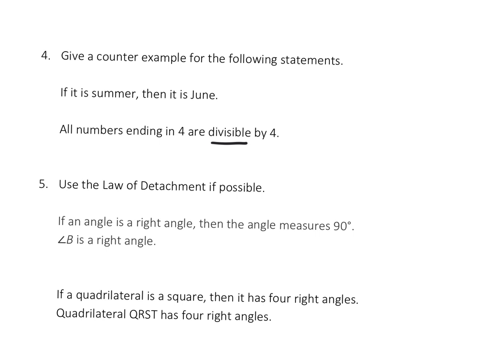So numbers that end in 4 would be like 14, 24, 34, 44, okay? So does 24 divide by 4 evenly? Yes. So 24 is not a counterexample. 24 proves this one true. What about 14? It does not divide evenly. So 14 would be a counterexample. So the only thing you have to do there is just give me an example of something that makes it false, okay? And in most cases, there's a lot of things that would be counterexamples.